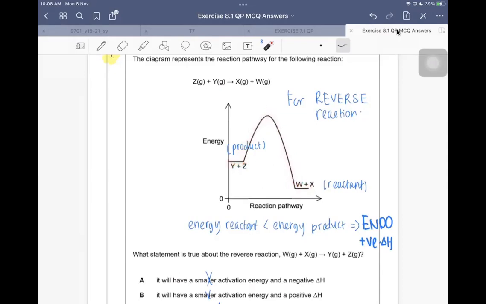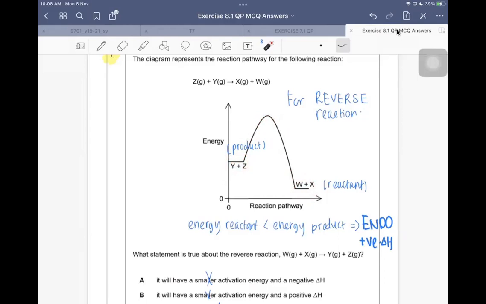Now another thing to look out for: my forward reaction, which starts from Y plus Z to W plus X, the energy of my reactants is higher than the energy of my products. That means it is an exothermic reaction.